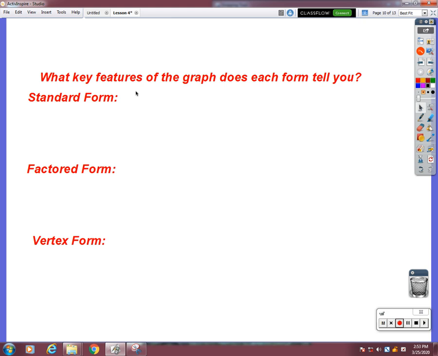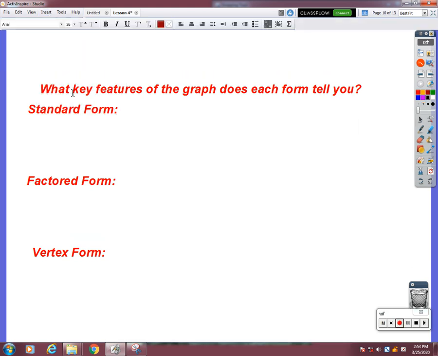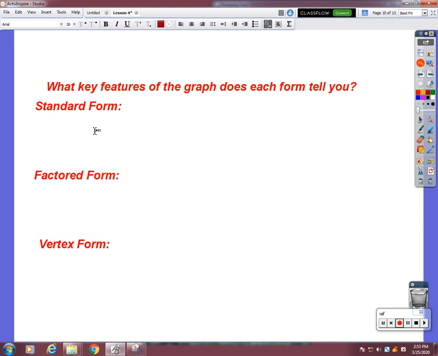Okay, if you watched yesterday's video, it strangely cut off right in the middle. Sorry about that. But now we're back on track. So it says, what key features of the graph does each form tell you?